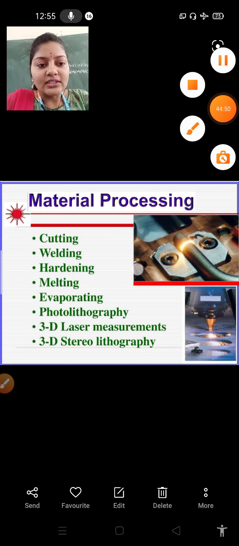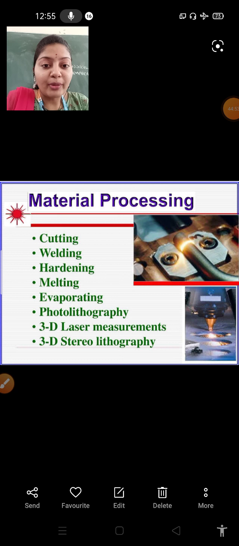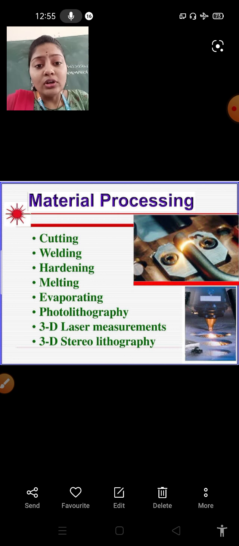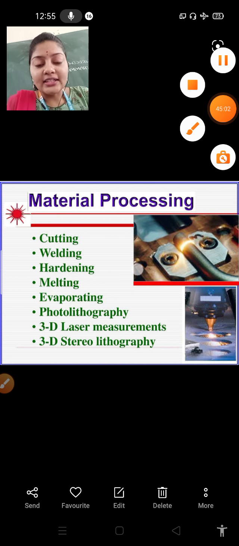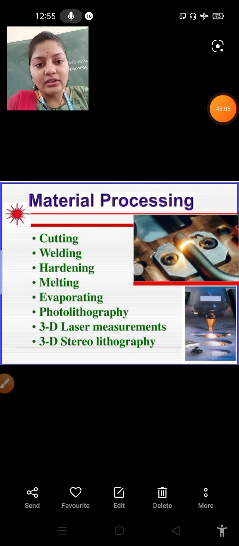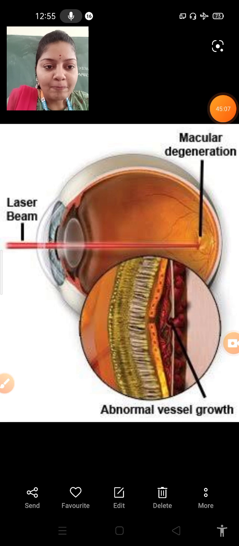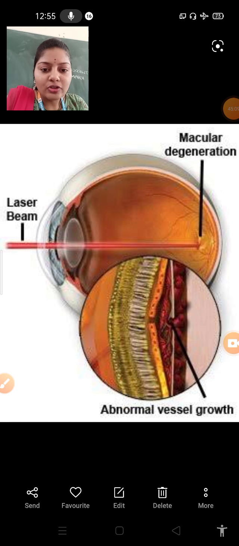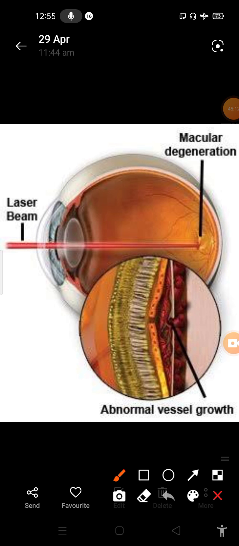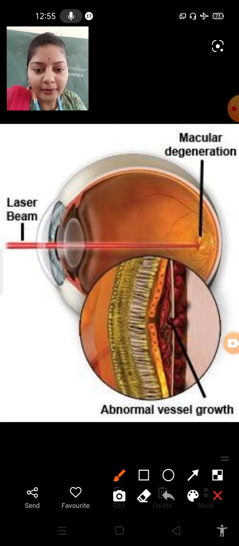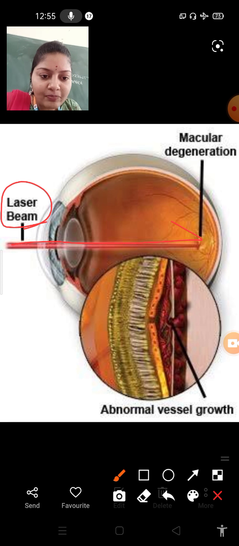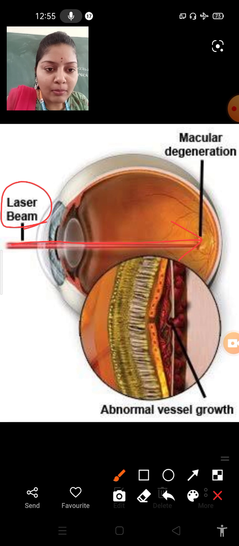Now coming to the second application, that is medical purposes. How can we use laser for medical purposes? For surgeries, for example eye surgeries. For example, this is the human eye. Here we are sending a laser beam into the human eye. This is the laser beam. We are sending the laser beam into the human eye. This is macular degeneration.